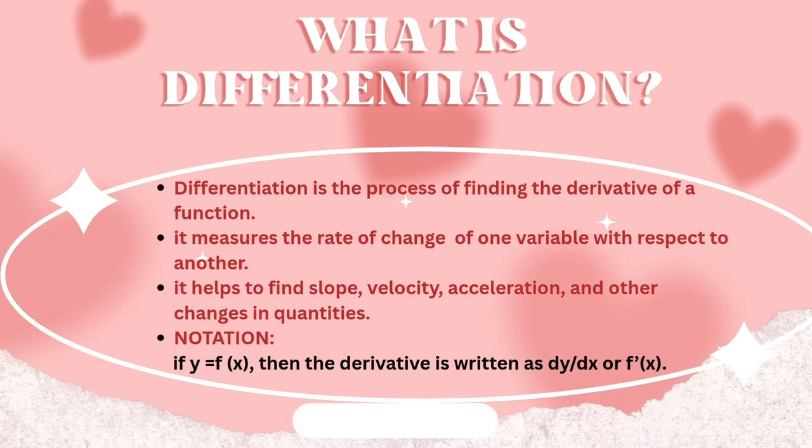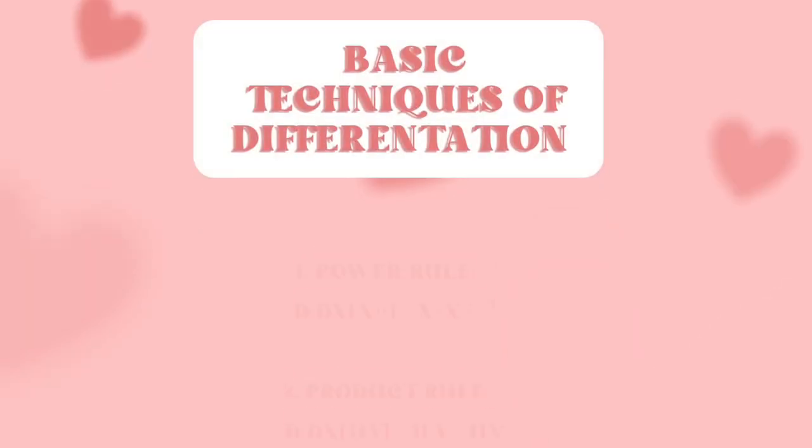Differentiation is the process of finding the derivative of a function. It measures the rate of change of one variable with respect to another. It helps to find slope, velocity, acceleration, and other changes in quantities. Notation: if y equals f of x, then the derivative is written as dy over dx or f prime of x.